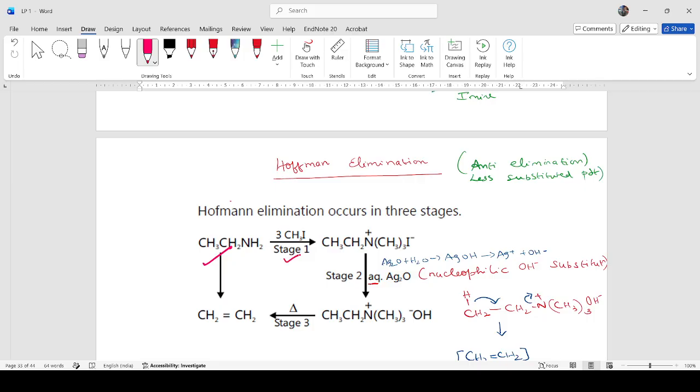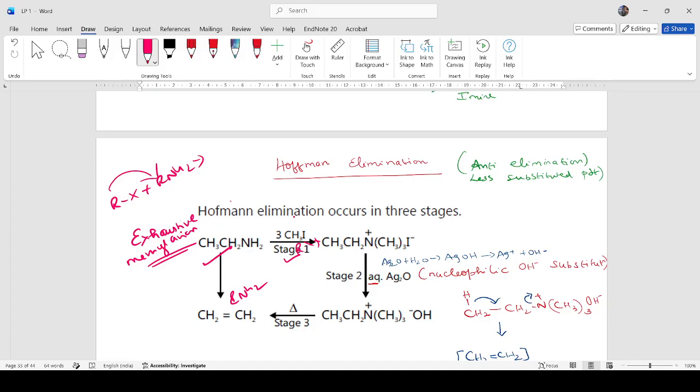I'm going for exhaustive methylation. What is this exhaustive methylation? That's what you studied in ammonolysis. When you took ammonolysis, what did you do? I had RX, I treated with RNH2, and kept on adding this R to this. Correct? Same thing I'm doing. I'm having RNH2, I'm having RX here, and keeping on, I'm adding methyl to it. This process is called exhaustive methylation.